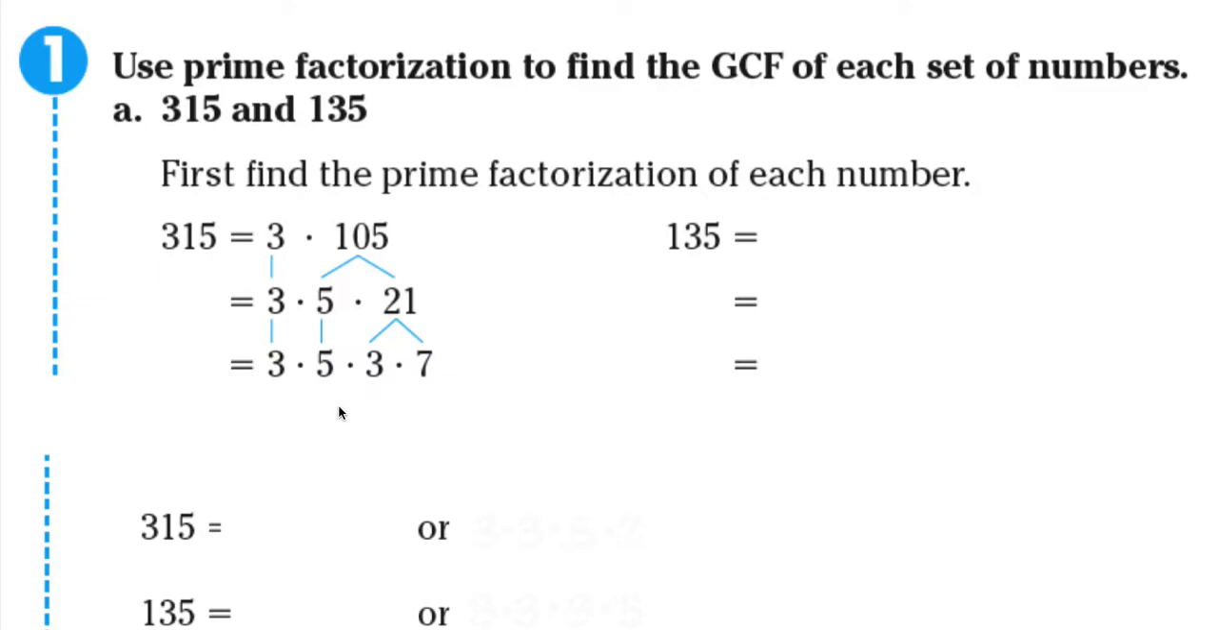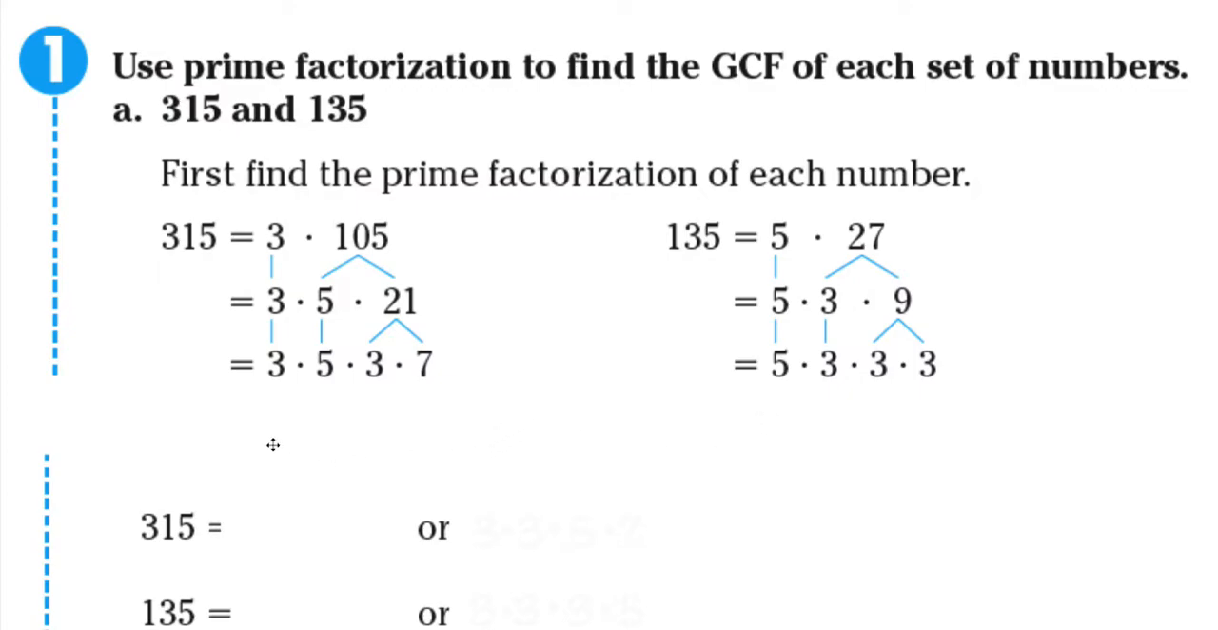And then we factor 135. 135 ends in 5, so it's divisible by 5. 5 times 27. We know that 5 is prime, we bring that down. 27 is not prime, and we continue factoring. 3 times 9. We know 5 and 3 are prime, bring both of those down. 9 is not prime, so we get two factors of 9, which are 3 and 3.